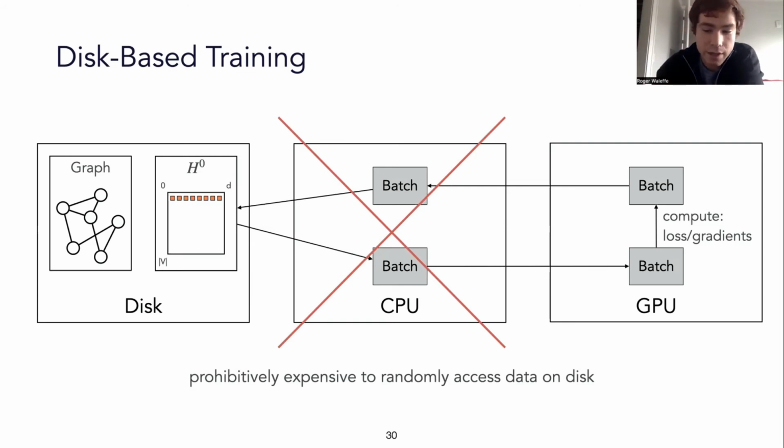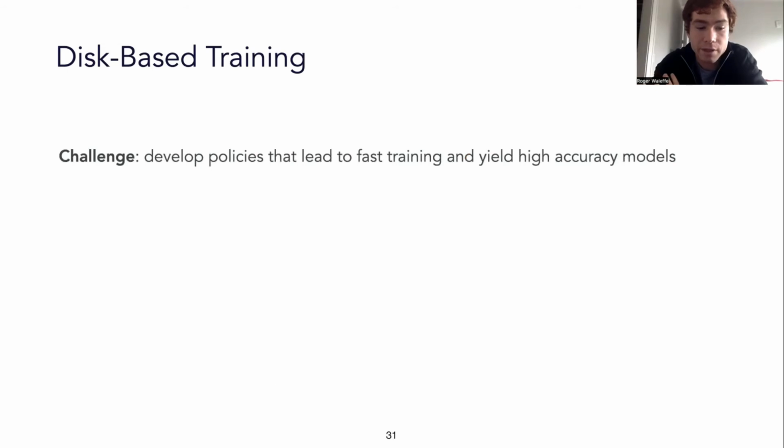Instead, we need to ensure that the access pattern to data stored on disk consists of sequential reads and writes for high performance. But these conflicting data access patterns directly lead to the main challenge with disk-based training, which is to develop replacement policies for moving data between disk and CPU memory and iterating over training examples stored on disk, which together lead to fast training, but also yield models with accuracy similar to that which would have been achieved if the whole graph was available in CPU memory.